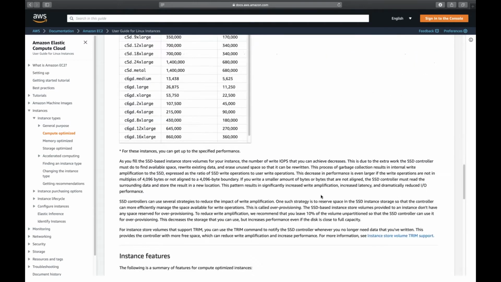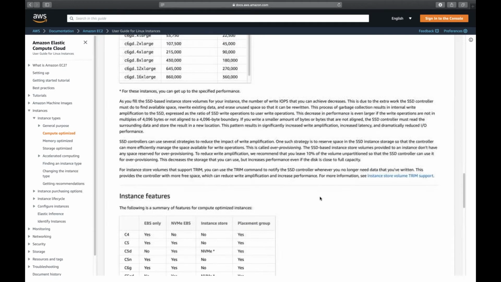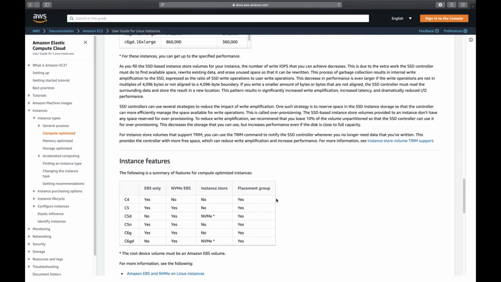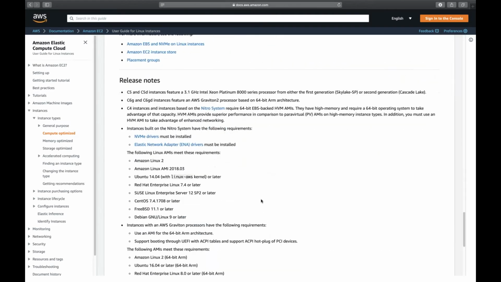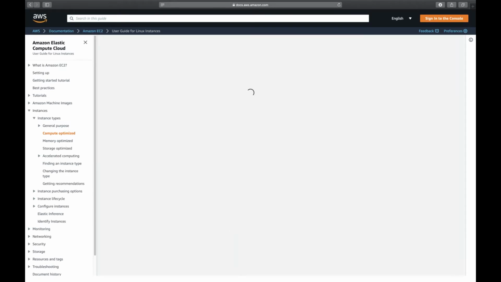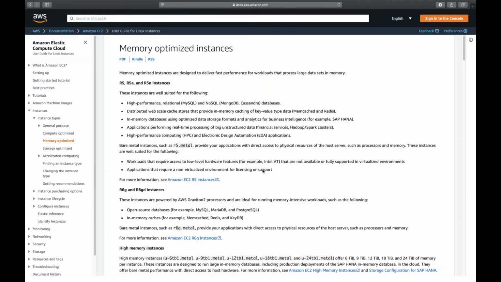So basically what you have to do is the performance baseline for the existing environment, and then come to this page, see which area you fall into, and then decide which server is used to do the calculations. Now you go to the memory optimized instances.